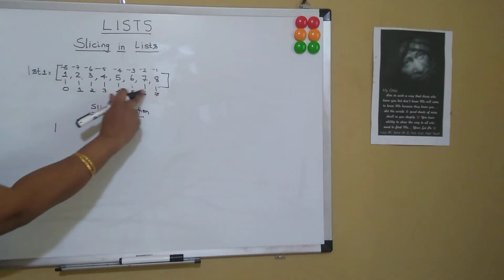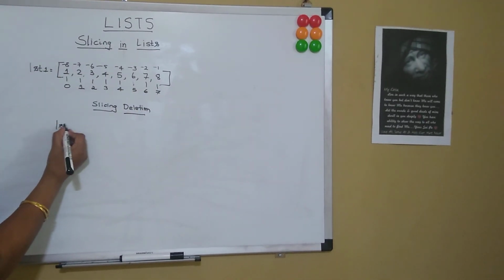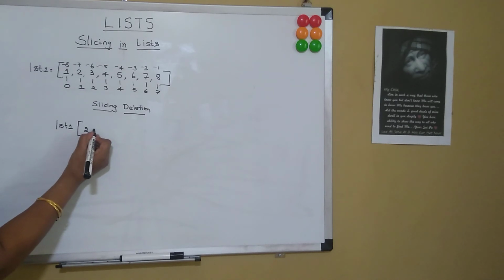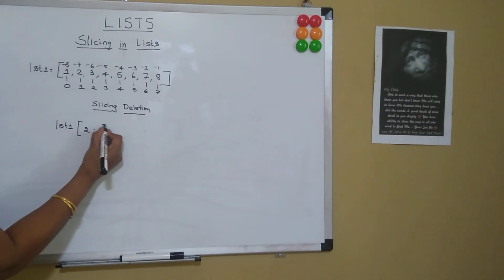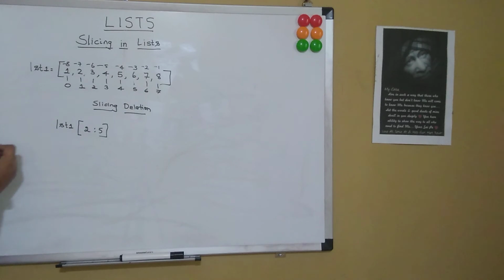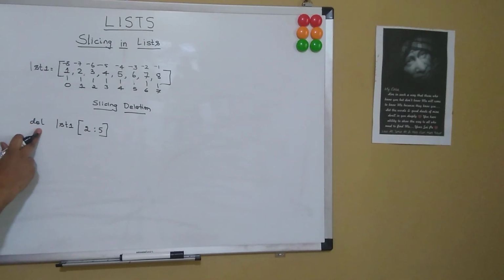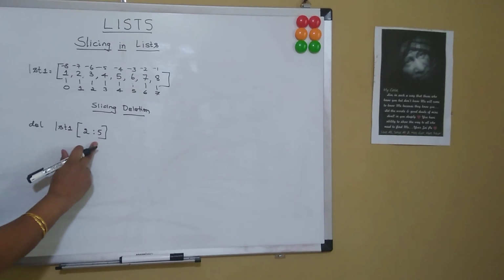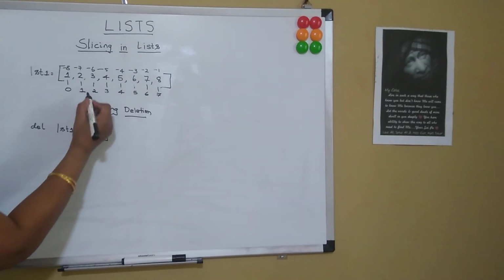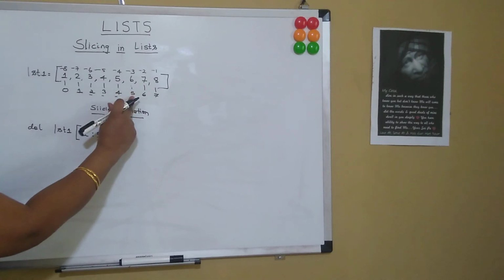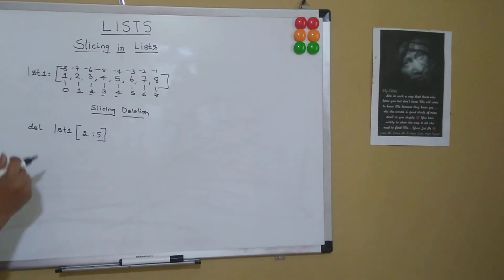Suppose my LST1 is having these values. Now I say LST1 2:5. So I say delete. For deletion it is del. Del LST1 2:5. So 2 to 5 is 2, 3 and 4. It won't take the fifth index.